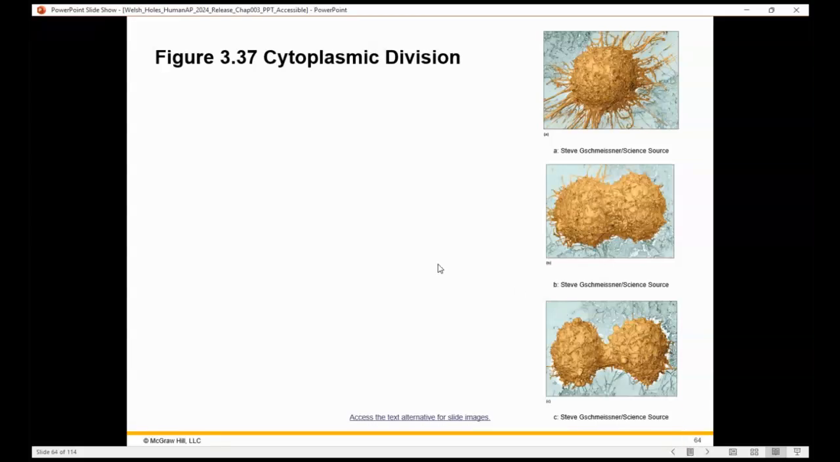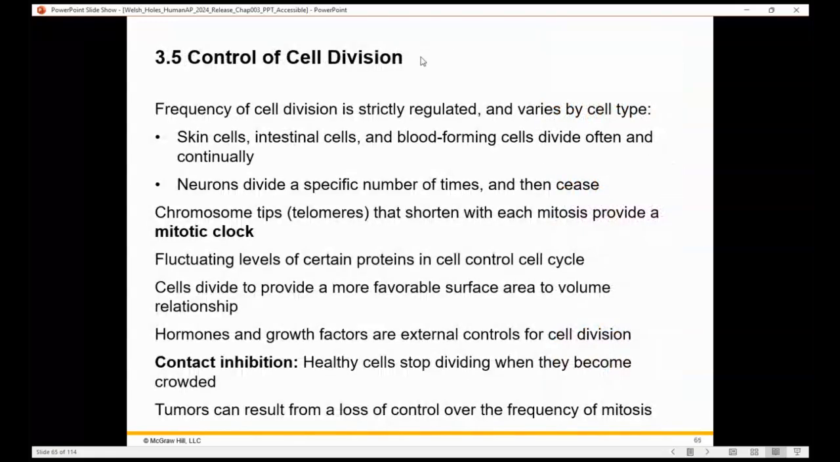Okay, so this shows each of these different levels of cytokinesis through an electron micrograph. So cell division needs to be regulated. We don't want cells all the time replicating themselves. As a matter of fact, that could be a big problem. That's what causes a tumor.